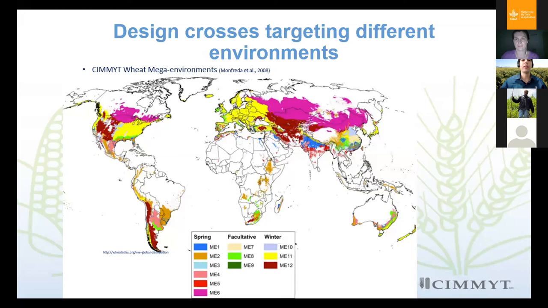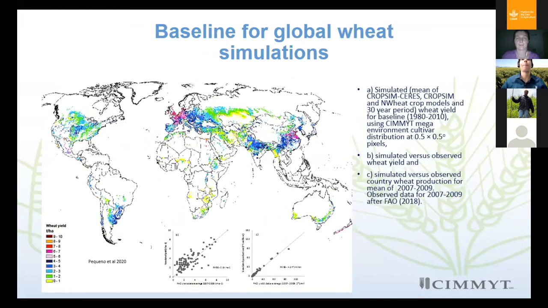Can you go to the next slide, please? In this slide, you can see a global simulation for wheat using the mega environments to define where we place what cultivar. And for the management as well, we have a set of management backgrounds to run three DSSAT models. In this example, you are seeing an average of the three DSSAT models, CropSim-Cerealm, CropSim, and NWheat crop models, running for 30 years from 1980 to 2010. The pixels are at half-degree resolution.